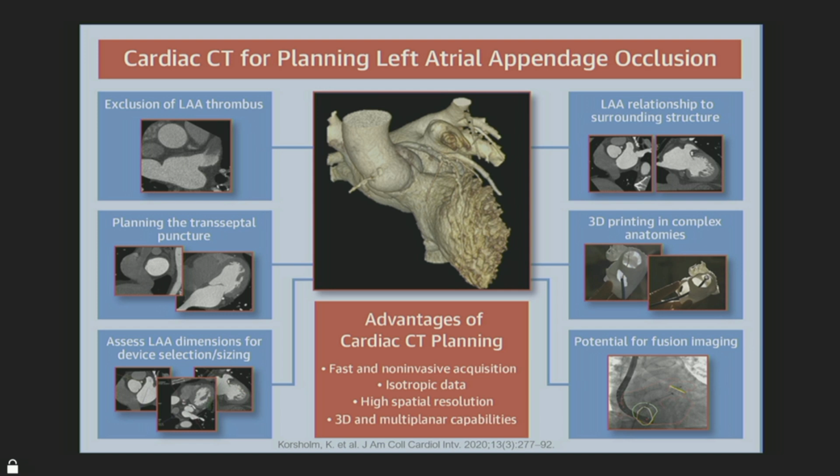Other good things for cardiac CT planning, like we talked about, it allows you to exclude a left atrial appendage thrombus. It allows you to plan for your transseptal puncture. It gives you a good idea of the dimensions and the device sizing and selection.